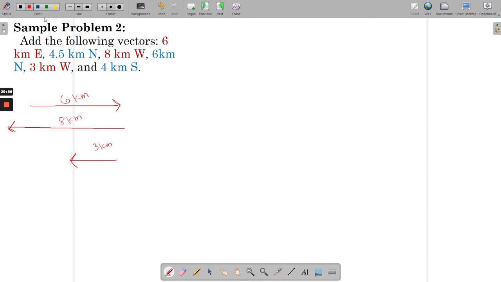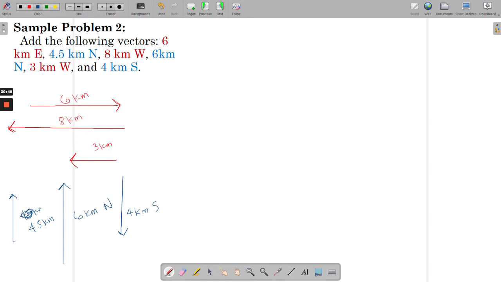And for our second one, we have 4.5 kilometers going north. Say 4.5 kilometers. The next one is 6 kilometers going north. And the last one is 4 kilometers going south. Okay.